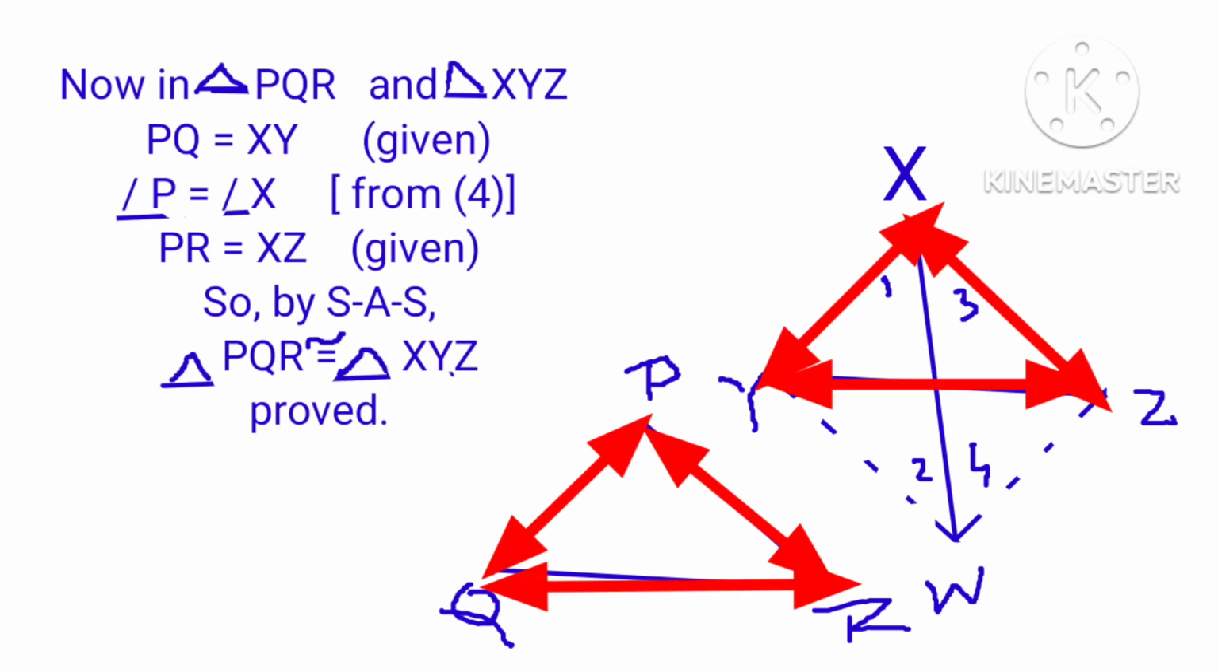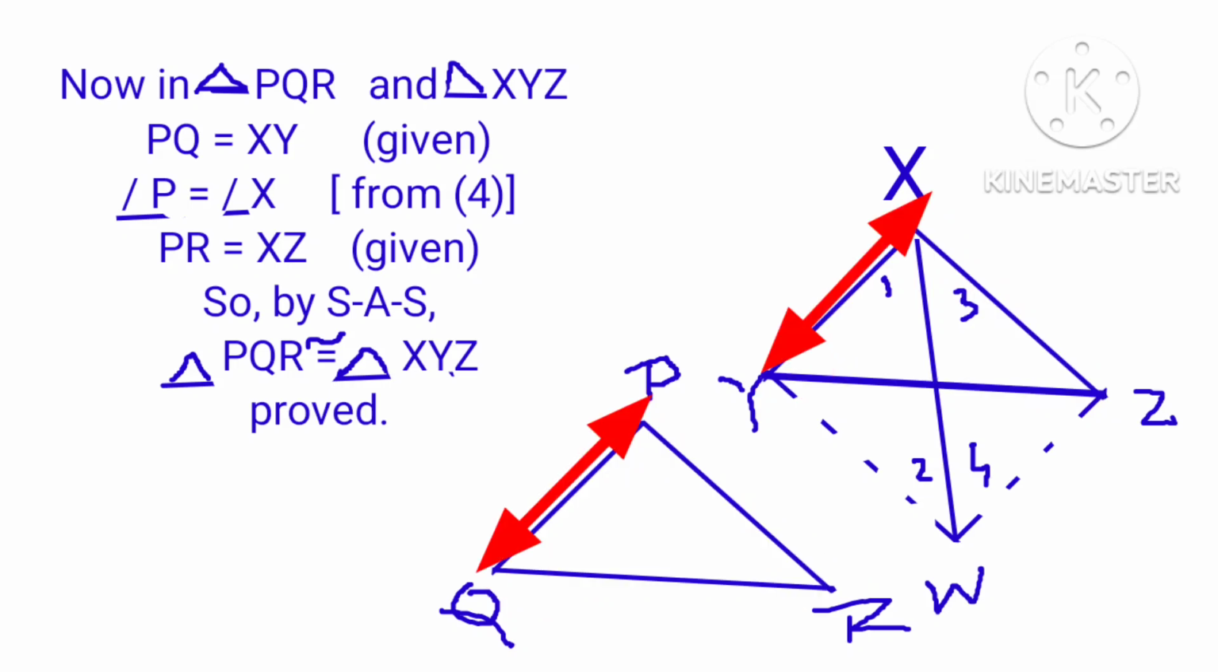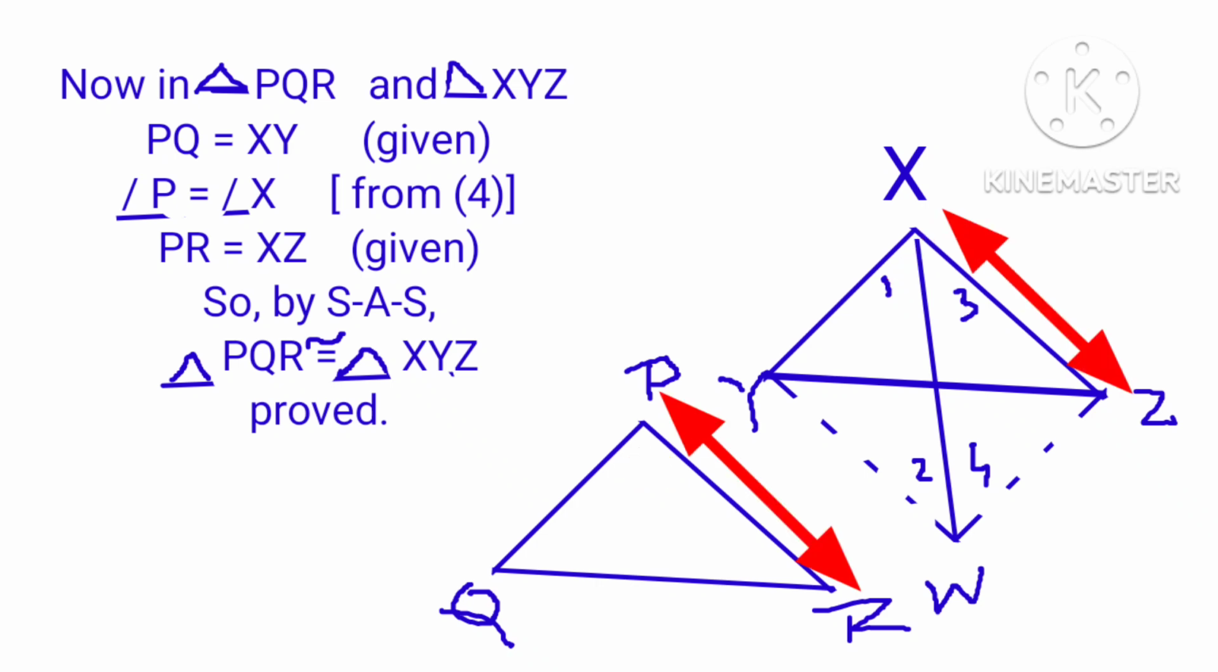Now, in triangle PQR and triangle XYZ, PQ is equal to XY given, angle P is equal to angle X from equation number 4, PR is equal to XZ given. So, by SAS, triangle PQR and triangle XYZ are congruent. Proved. Thank you.